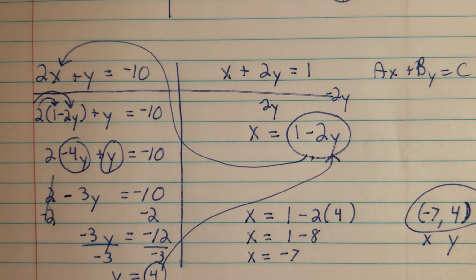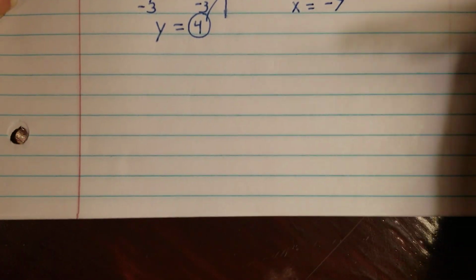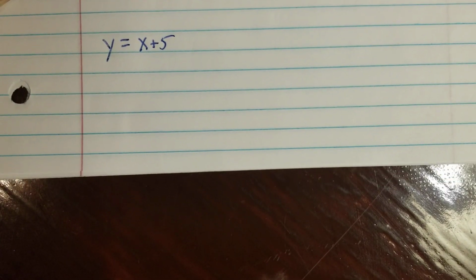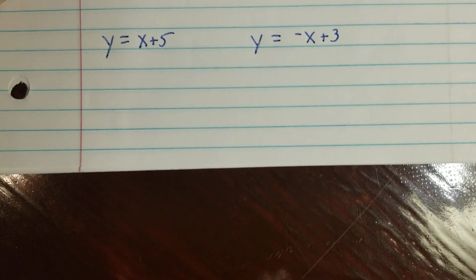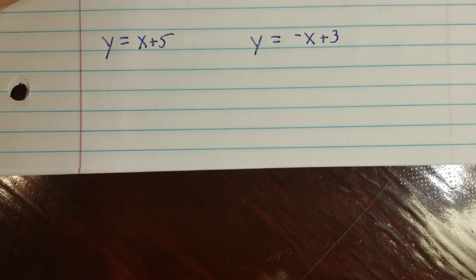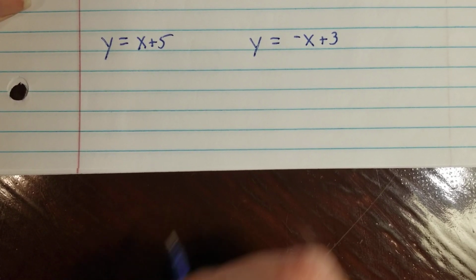The last example is actually the easiest. I'm going to show you where both equations are set equal to a variable. Let's say you have y equals x plus 5, and you have y equals negative x plus 3. Both of these are in slope-intercept form. I could graph them, or if I don't have graph paper available, I could just solve by substitution. Always want to use my t-chart.